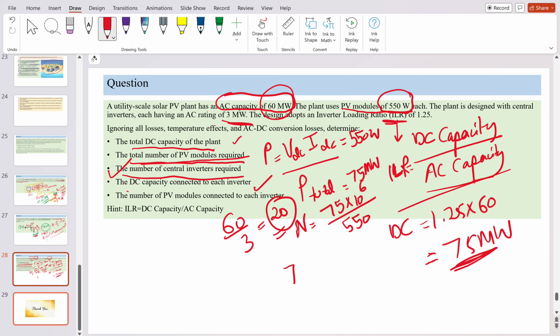So find out what is the DC capacity connected to each inverter, and also the number of PV modules connected to each inverter.